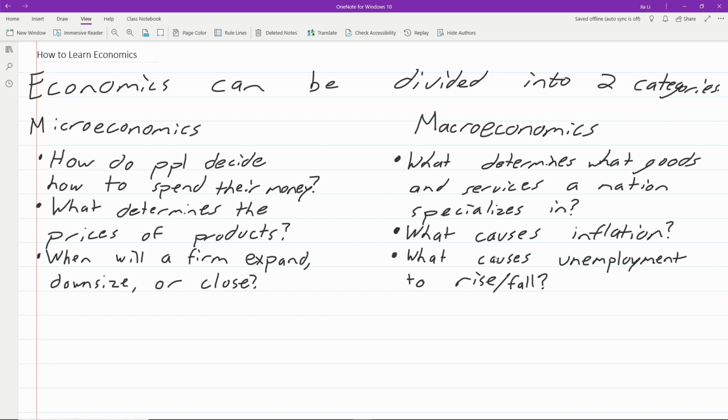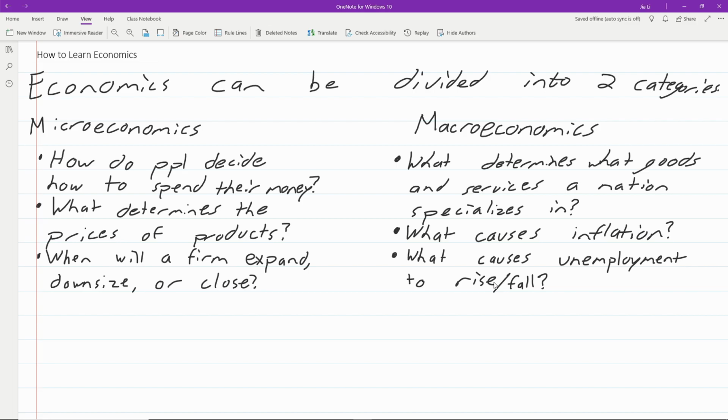Again, hopefully you can see how these two things are related. If a firm expands, that increases the number of job opportunities, and with more job opportunities, more people get hired. The unemployment rate across the country should hopefully then go down. But on the flip side, if a firm downsizes or closes, then just the opposite happens. Fewer job opportunities means unemployment rates should then rise afterward.